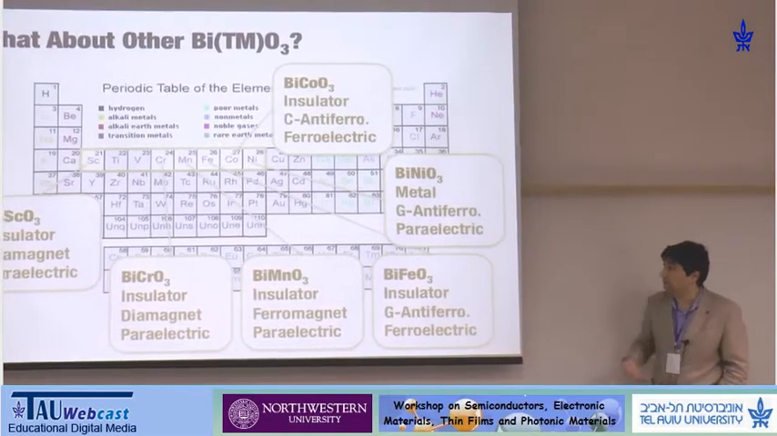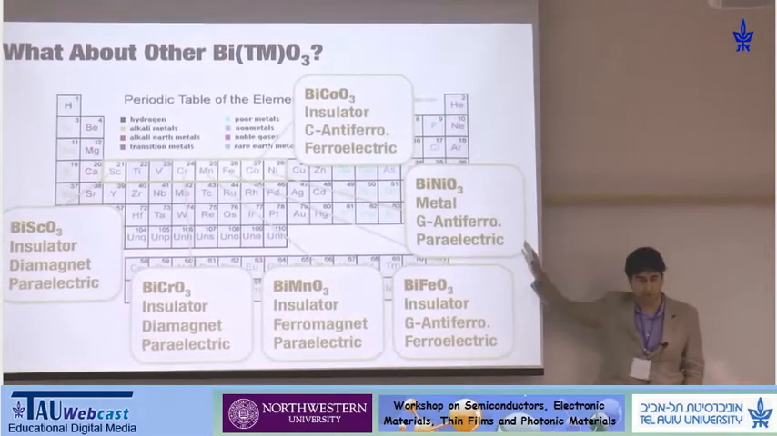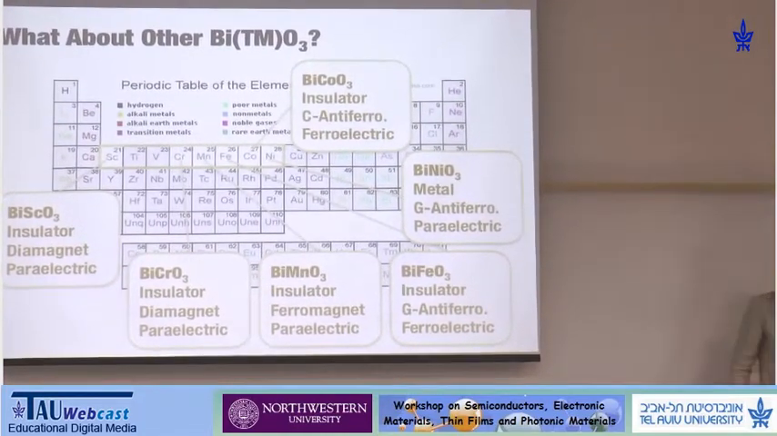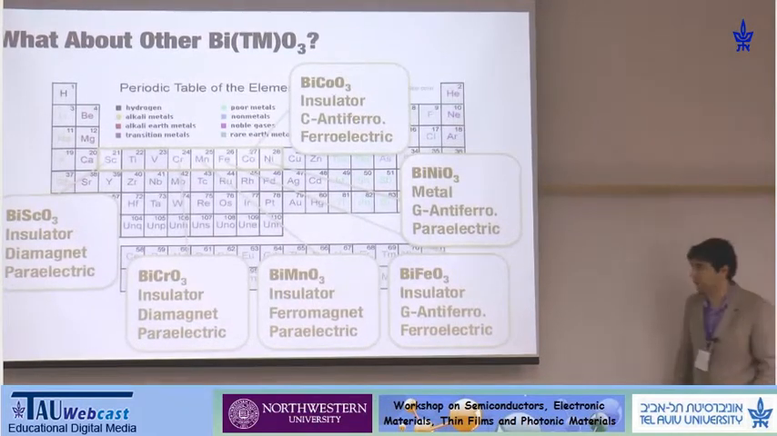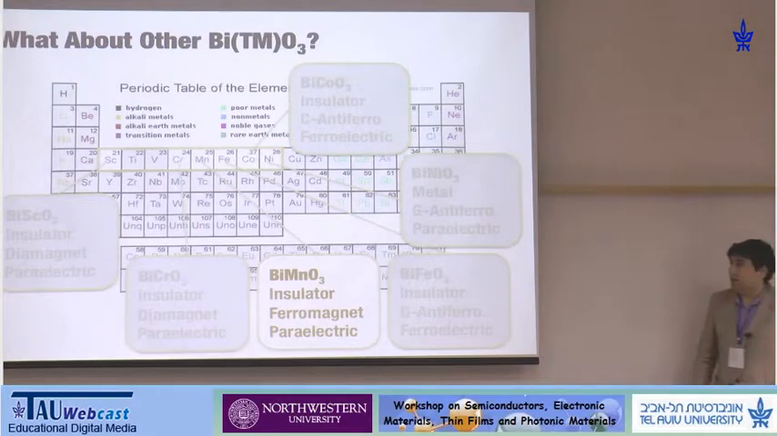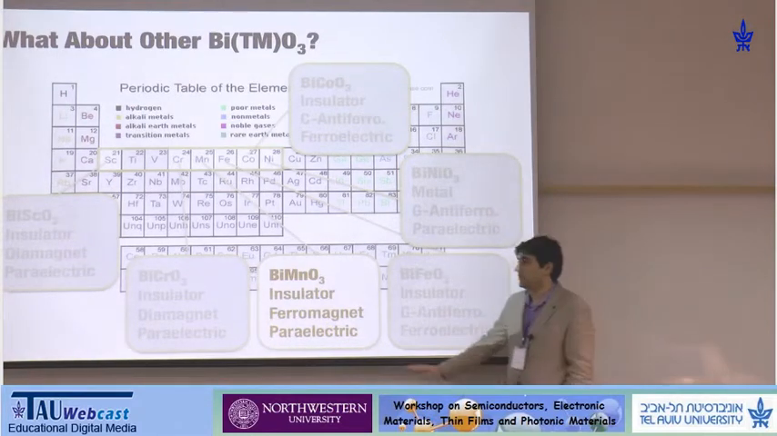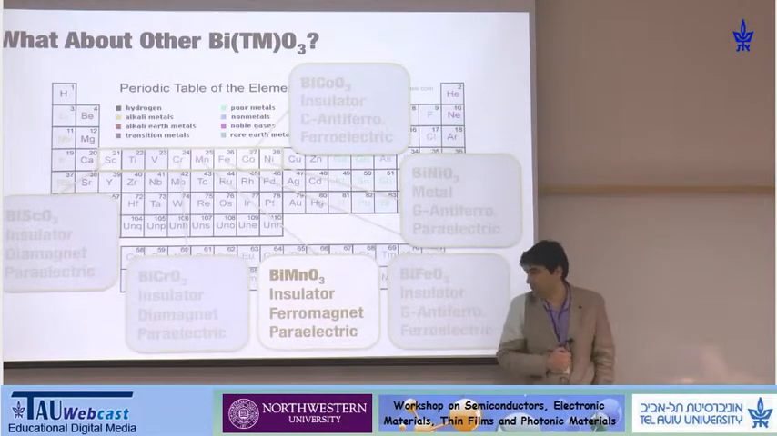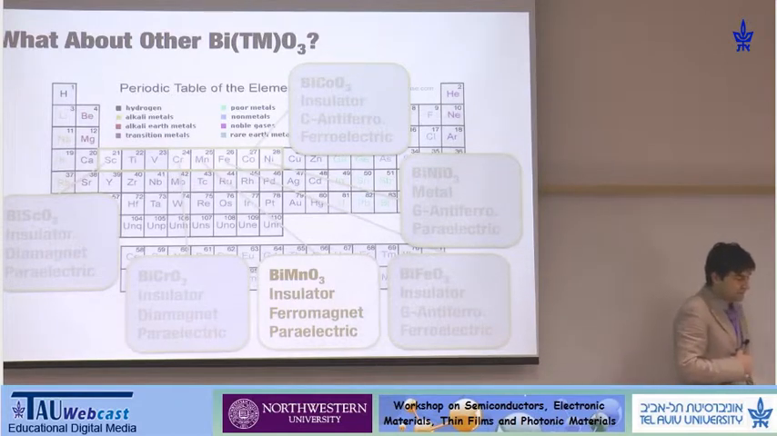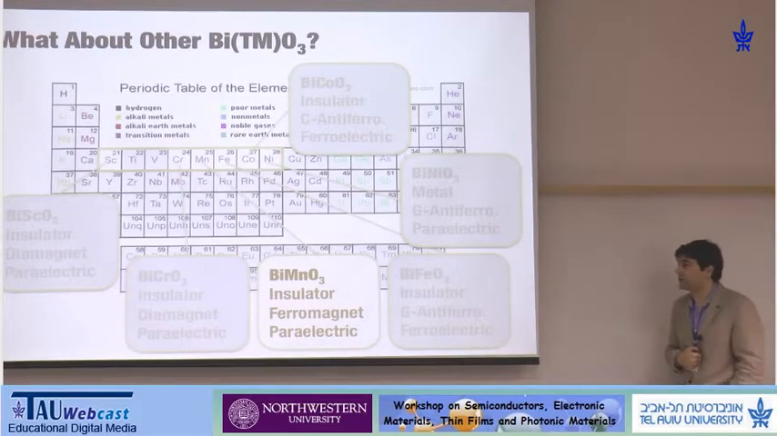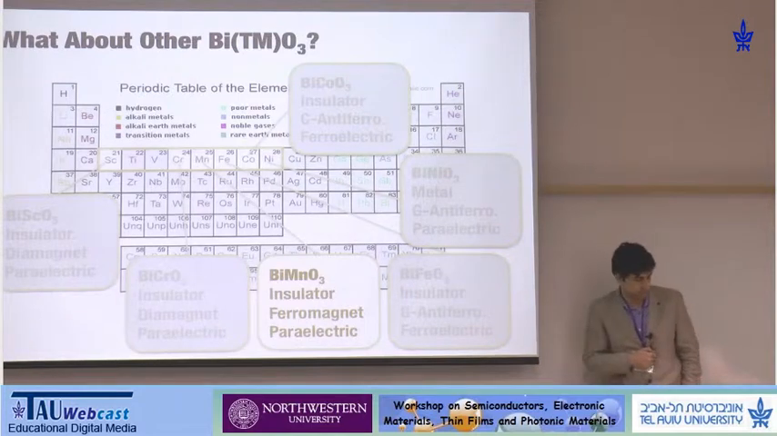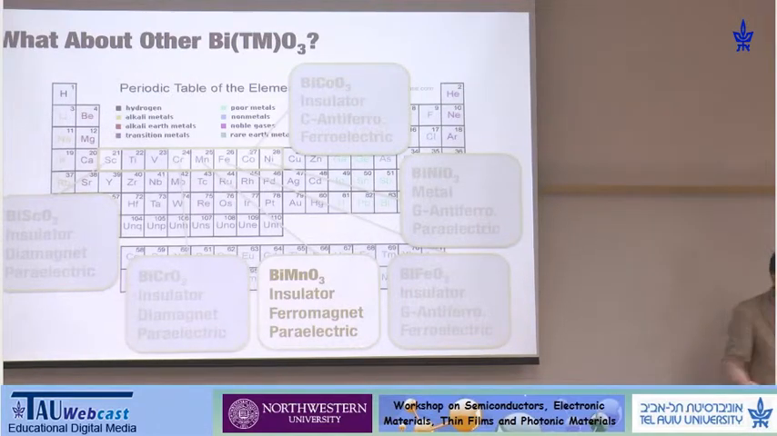And bismuth nickelate is another interesting material for other reasons, but it's a metal, and it's not going to be ferroelectric. In this work, we looked at bismuth manganate. So bismuth manganate is an insulator, as I said, with a large magnetic moment per manganese atom of around the nominal moment 4, but it's centrosymmetric, so it's paraelectric.